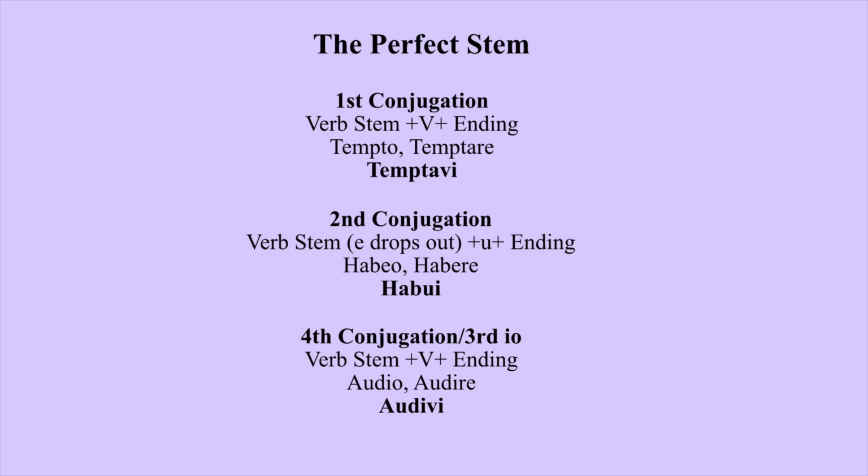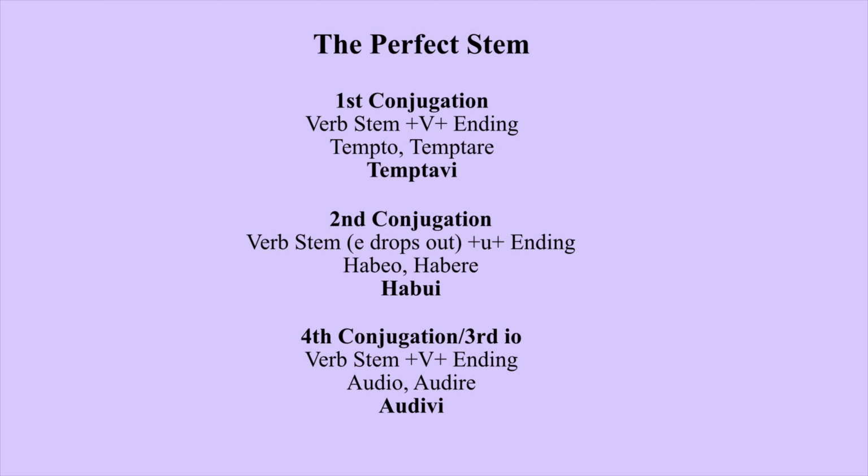For the fourth conjugation and third IO, we're going to do just the same as we've done for the first conjugation, right? So we're going to take the verb stem, add V and our endings. This time, of course, we note that we're going to have I instead of A as our vowel. So we take the infinitive audire, chop off the RE, add V in its place, and our endings, and there you have it. We're off to the races. Conjugating: audivi, audivisti, audivit, audivimus, audivistis, audiverunt.